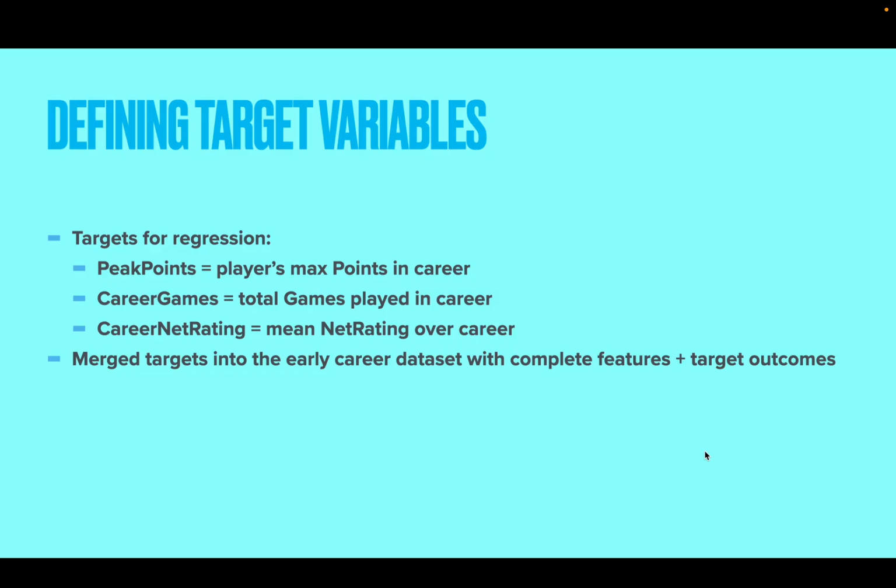Defining the target variables: peak points, so a player's max points in a season in their career. So where are they going to peak? Career games, so total games played, and career net rating, so their mean net rating over their career. And then merge targets into the early career data set with complete features and target outcomes.